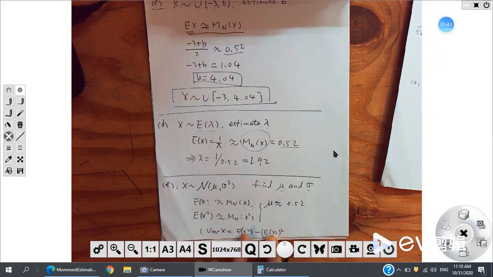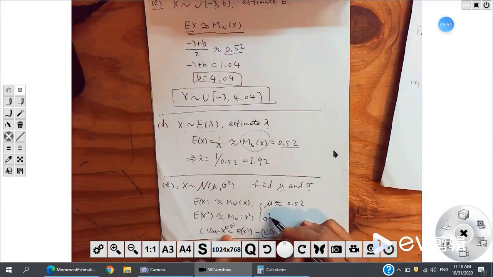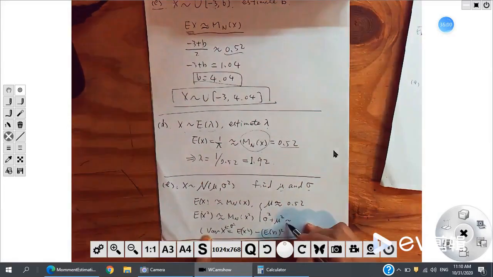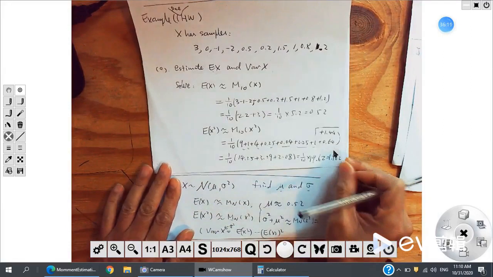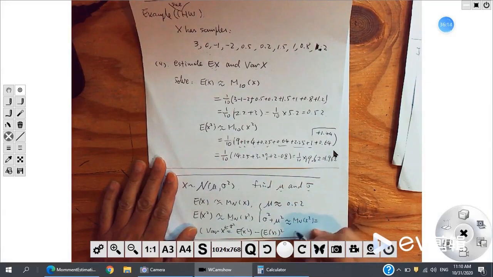Right? So E[X squared] will be the summation of these 2. This one is sigma squared. Sigma squared plus this will be mu squared, since E[X] is mu. Then this is close to E[X squared]. For E[X squared], I use this value, the mean of n samples of x squared, which we have calculated before. It is 1.962. Okay, so we have these two equations here. Then we try to solve them.